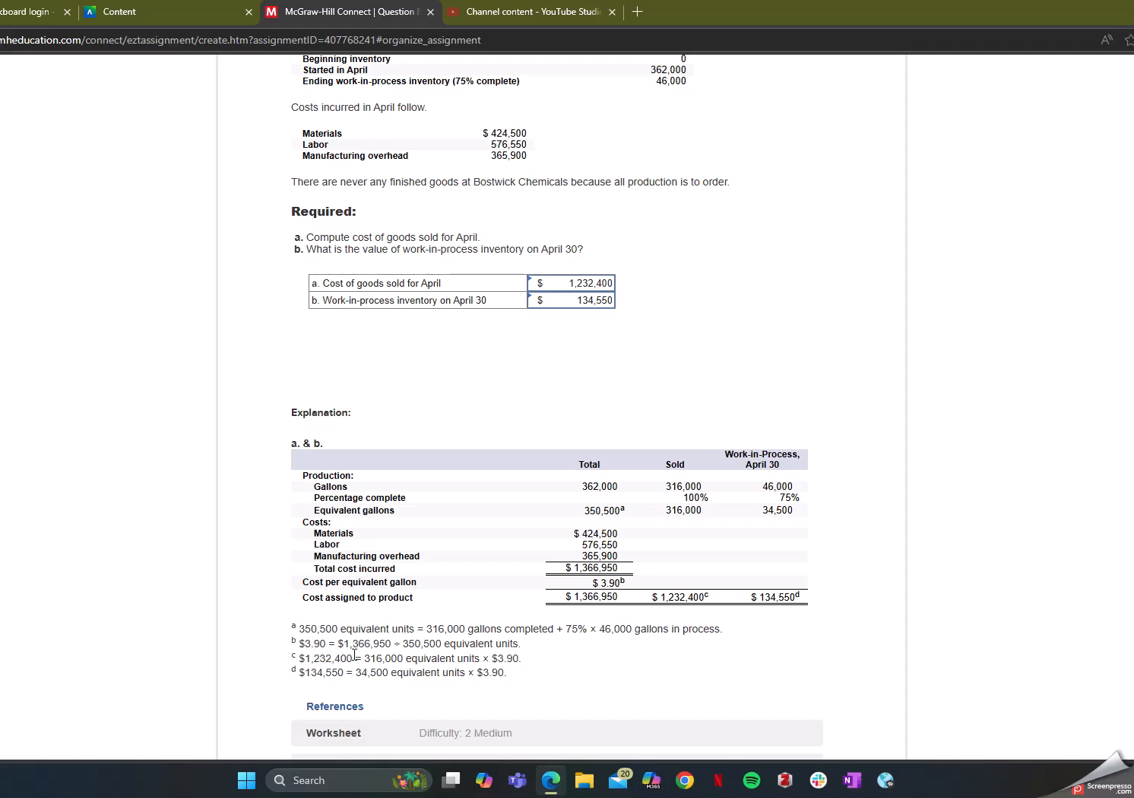And then that gives us $3.90 per unit. And then we're going to multiply that times the 316,000 units that were sold. So then what remains in our ending inventory is the equivalent 34,500 units at $3.90.